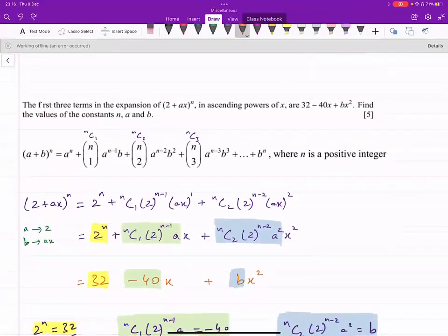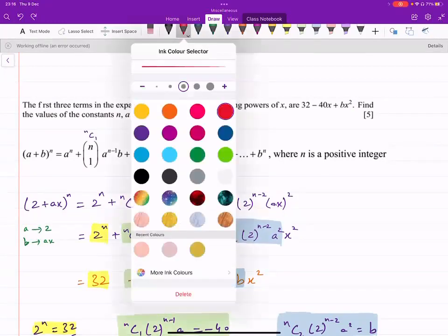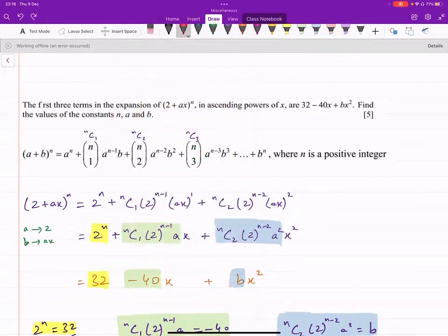Now let's take some examples. Let's look at some different types of questions that you'll be dealing with. Let's say you've got the first 3 terms in the expansion of (2 plus ax) whole raised to power n, given to be 32 minus 40x plus bx squared. Using this information, you have to find the values of the constants n, a, and b.